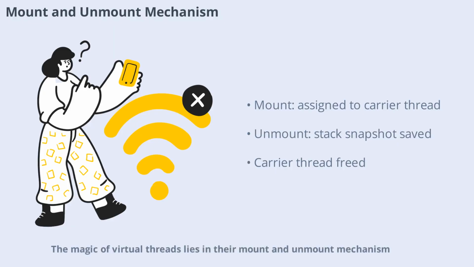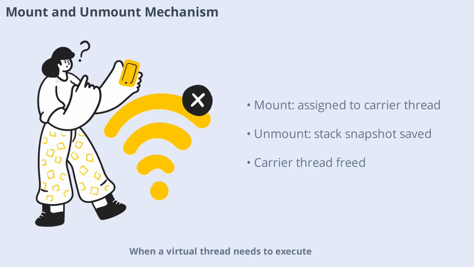The magic of virtual threads lies in their mount and unmount mechanism. When a virtual thread needs to execute, the JVM scheduler assigns it to an available carrier thread. The virtual thread's execution state is loaded onto the carrier thread stack. When the virtual thread performs a blocking operation, it unmounts, and the JVM takes a snapshot of its stack, storing it in heap memory. The carrier thread is then free to run another virtual thread, maximizing resource utilization.